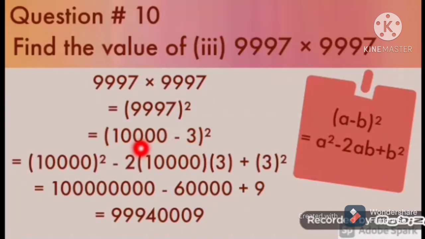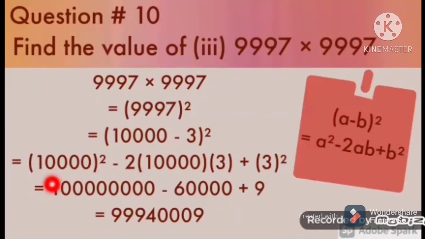Now we will use the identity to solve this question. We will use this a minus b whole square. Here the value of a is 10,000, value of b is 3. So we will open this square by using identity. This identity will be equal to a square minus 2ab plus b square. The value of a is 10,000, so 10,000 square minus 2ab. Value of a is 10,000, value of b is 3, plus b square. The value of b is 3, so 3 square. Now we will open these brackets.